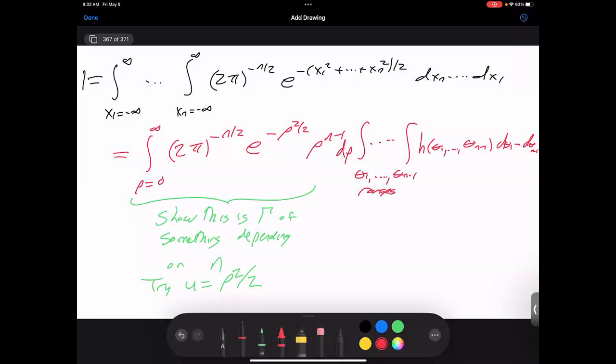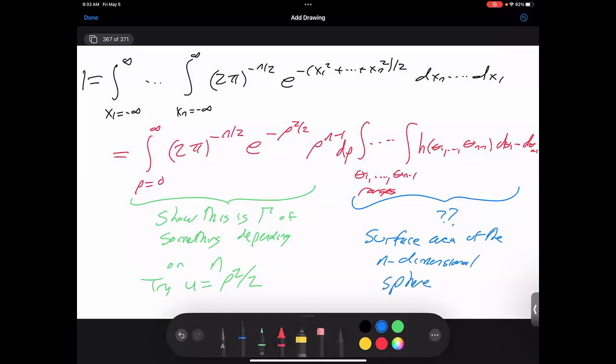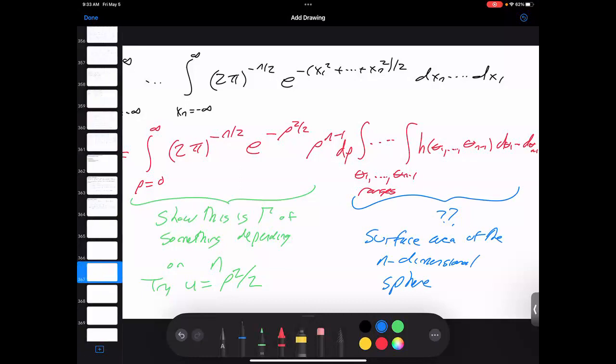We're now left with just what is this piece over here? And this is basically going to be the surface area of the n-dimensional sphere. And so from a formula like this, I can get a formula for the surface area. And once I know the surface area, I can get the volume. For spheres, there's a really nice relationship between volume and surface area. We saw some of this in lower dimensions.